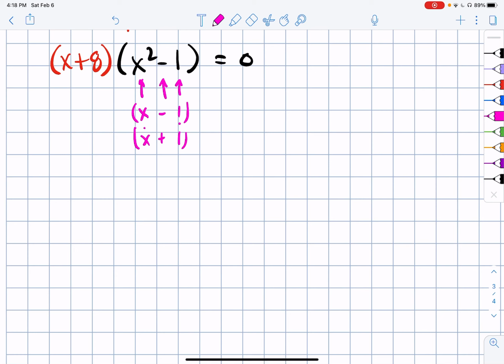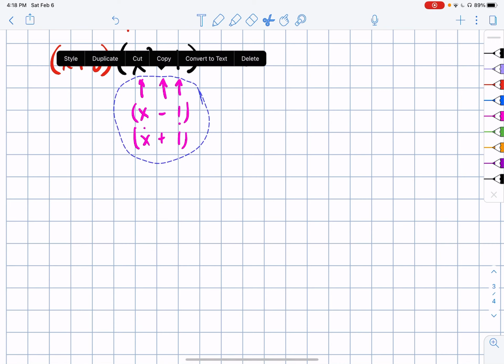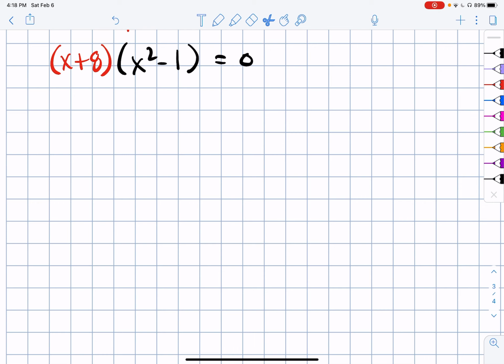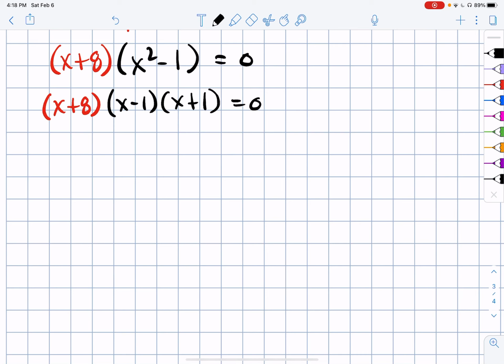You see that? So that is where my issue is. So then I can factor it to be x minus 1 times x plus 1. So therefore, I need to write this down: x plus 8, and then this breaks down to x minus 1 and x plus 1 is equal to 0. Then again, three numbers multiplying equal to 0 means one of those three numbers has to be 0.